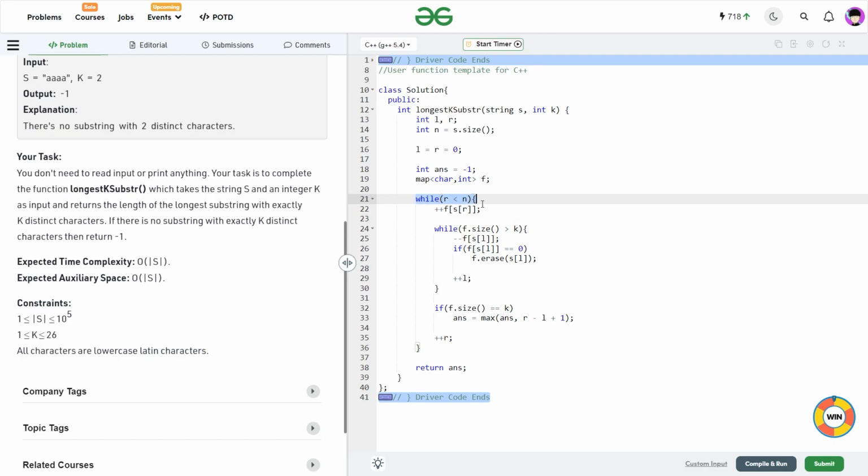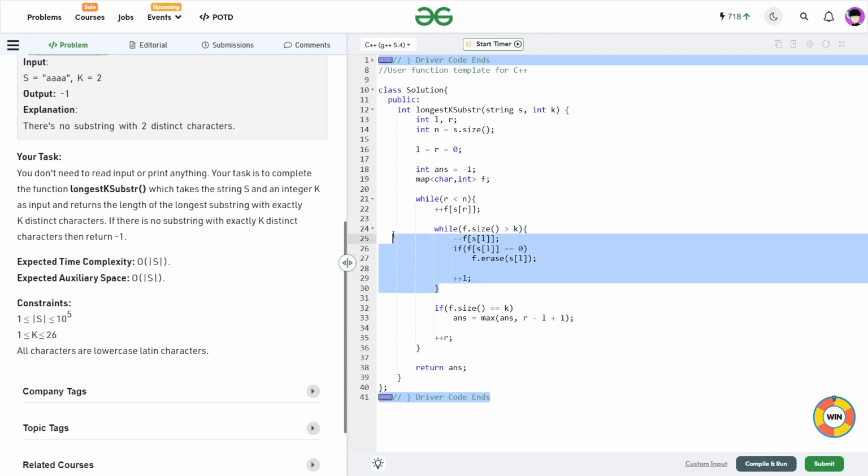Now I'm running a while loop while r is less than n, and I'm just going to increment the frequency of the character present at position r. Now while the size of the map is greater than k, I'm just going to decrement the frequency of the character at position l. If the frequency of this particular character has become 0, I'm just going to remove it from my map, and I'm going to increment my l.